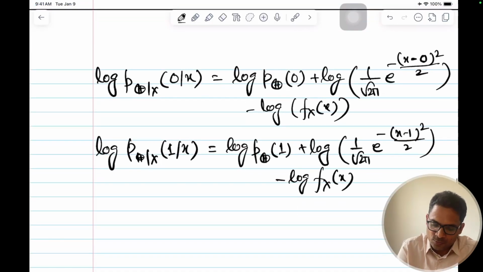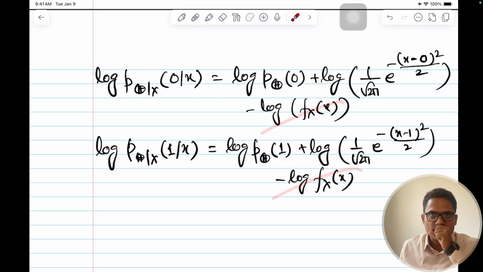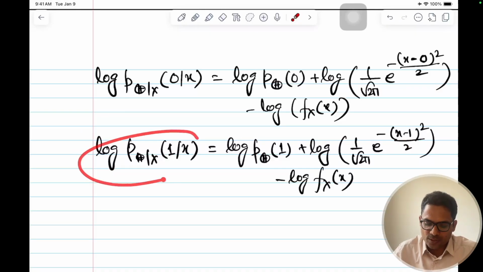From now on, both the sides are having this, so I won't consider this value. This is common in both the sides. I want to compare. Now either of these two terms can be greater, this or this. So let's assume that theta equal to 1 is the greater term.